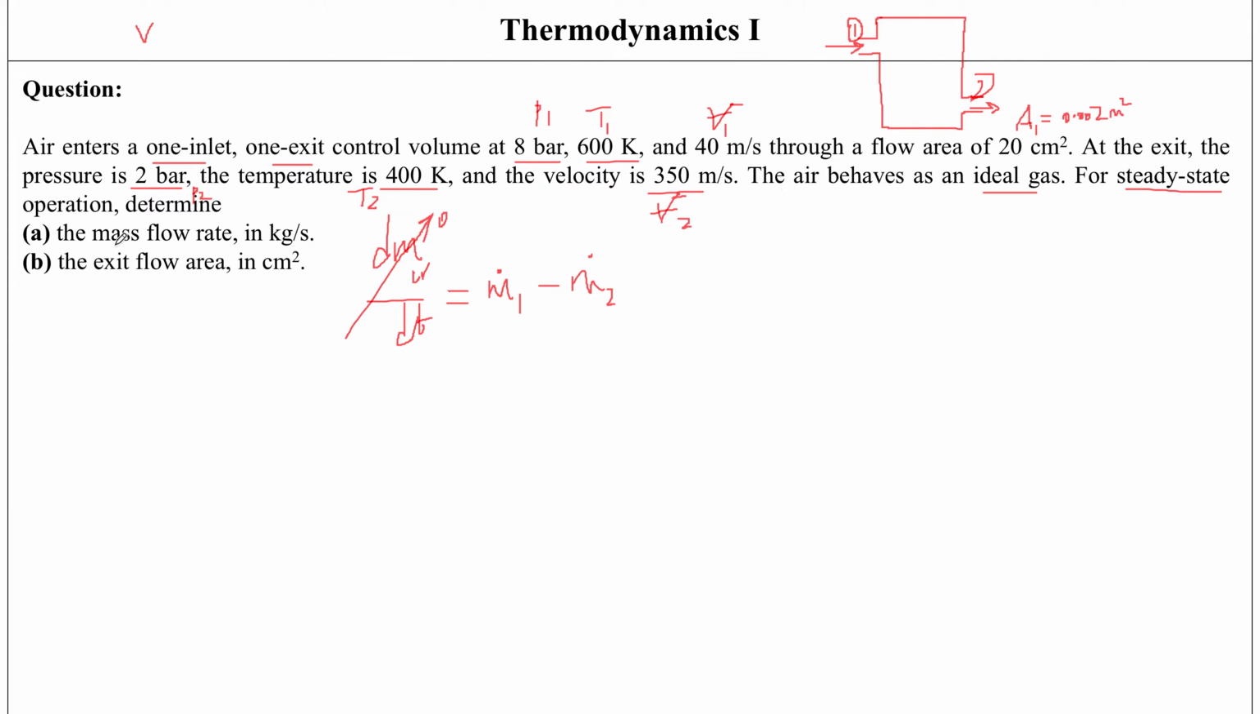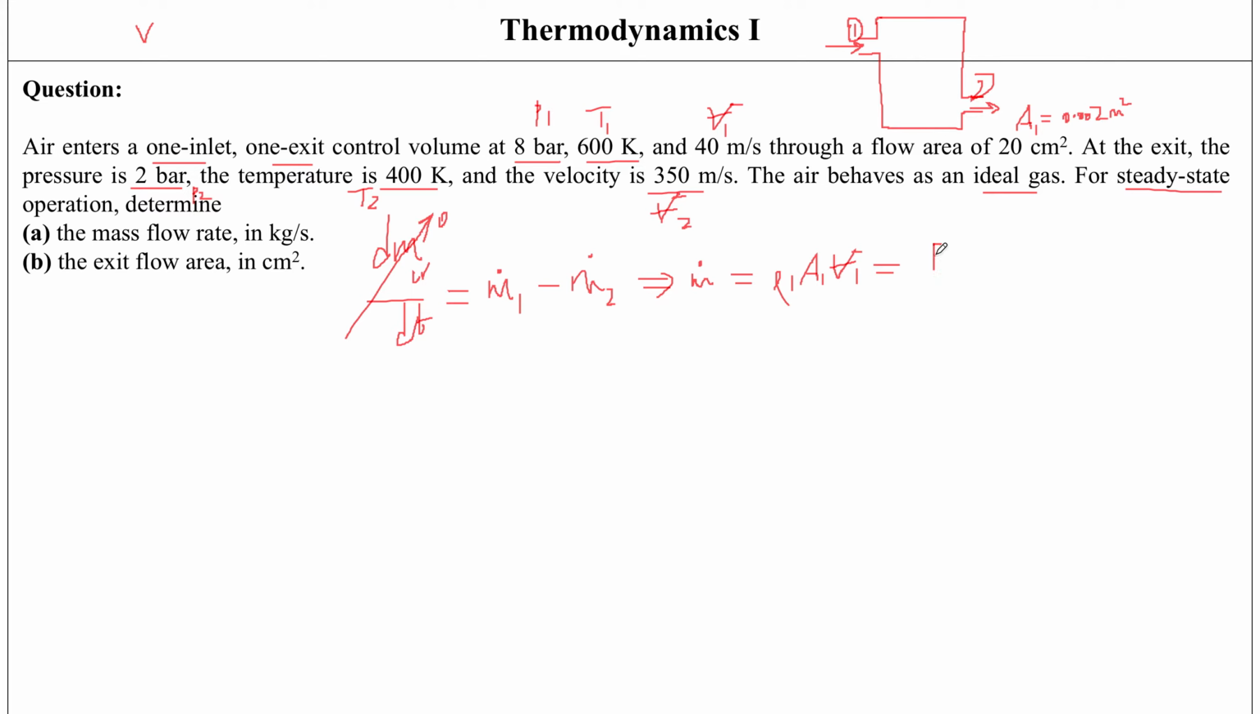Okay, so you need to find out the mass flow rate, and you need to find out the exit flow area. Because this term goes to 0, from here m dot 1 is going to be equal to m dot 2, or you can just write it as m dot. So how are you going to find this out? From the relationship rho A V, because you already know that air is behaving as an ideal gas, so you can find out rho 1. The area you already have as well, and the velocity at 1 you've got too.